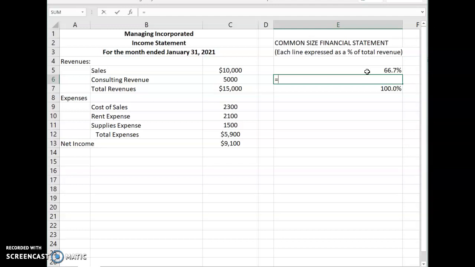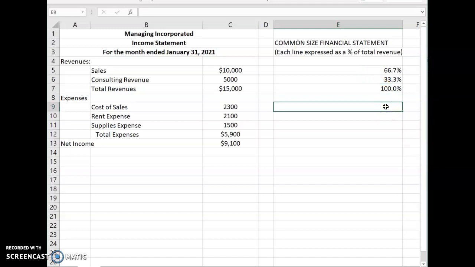So if we look at consulting revenue, we are taking 5,000 divided by that same base, that total revenues of 15,000. And it's going to come out to 33.3%. So if we add them up, we do get 100%, and that's what we should see.